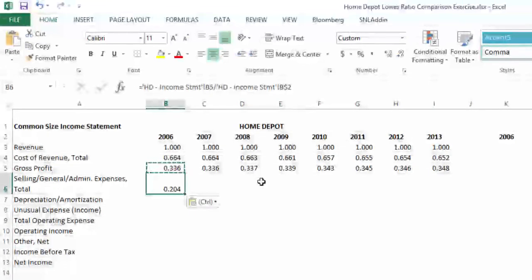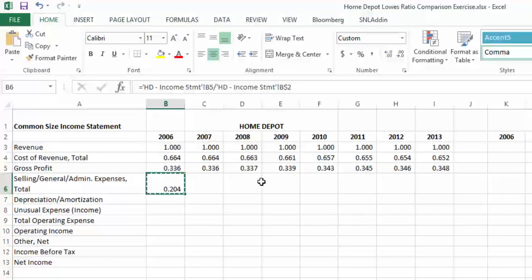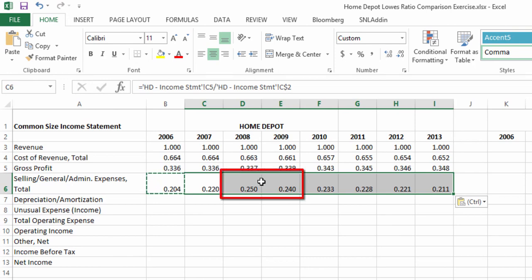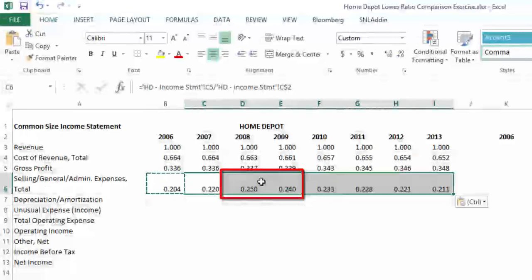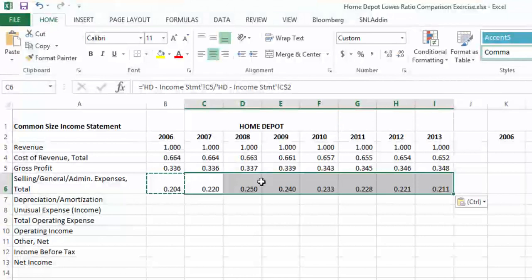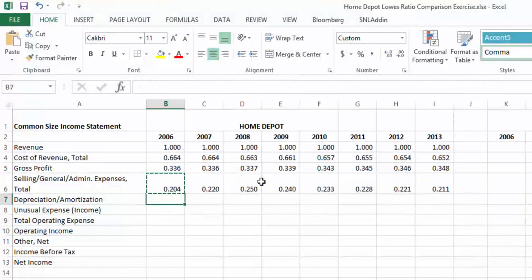If I copy that down to the selling, general, and administrative expenses, I see that in 2006 that was 20% of sales. We would like to control that cost, so we don't want to see these costs increasing substantially over time. In this case, the SG&A expenses have increased. They really ballooned during the recession up to 24 and 25%. But they're on their way back down, which is a good thing. That means we're getting a little bit better handle, a little bit more control over those expenses. And let me just go ahead and copy all of these.